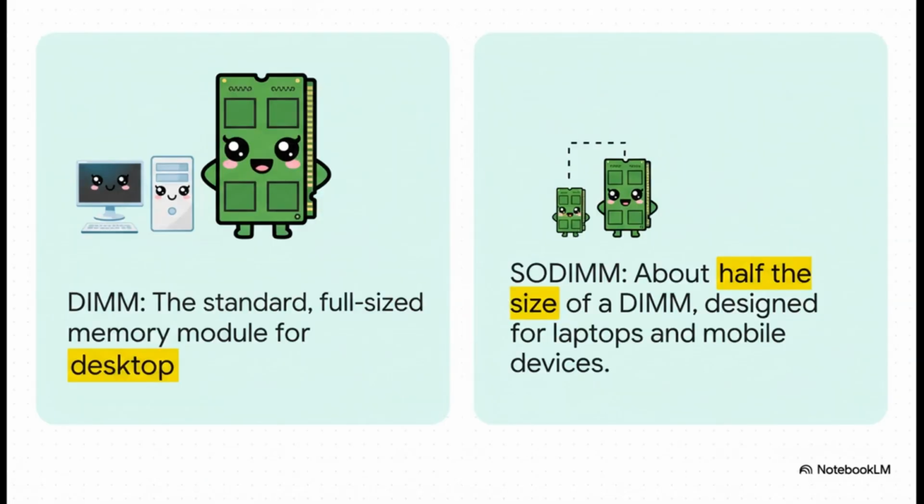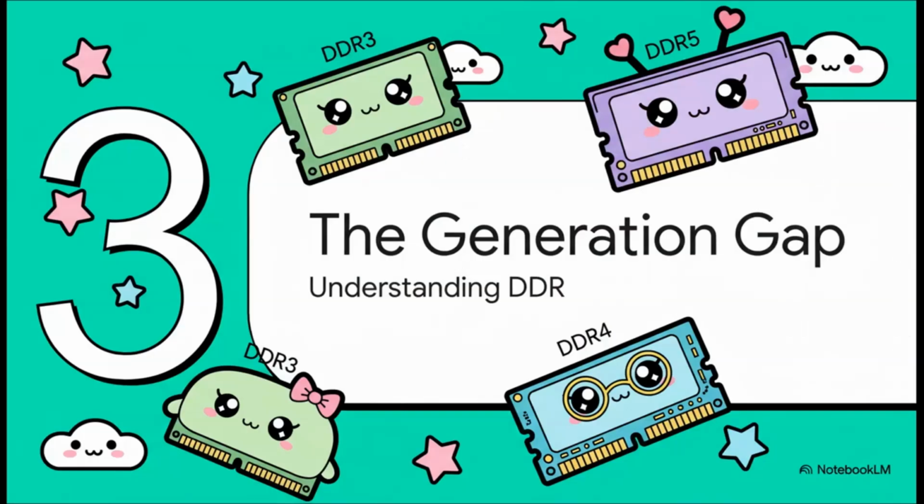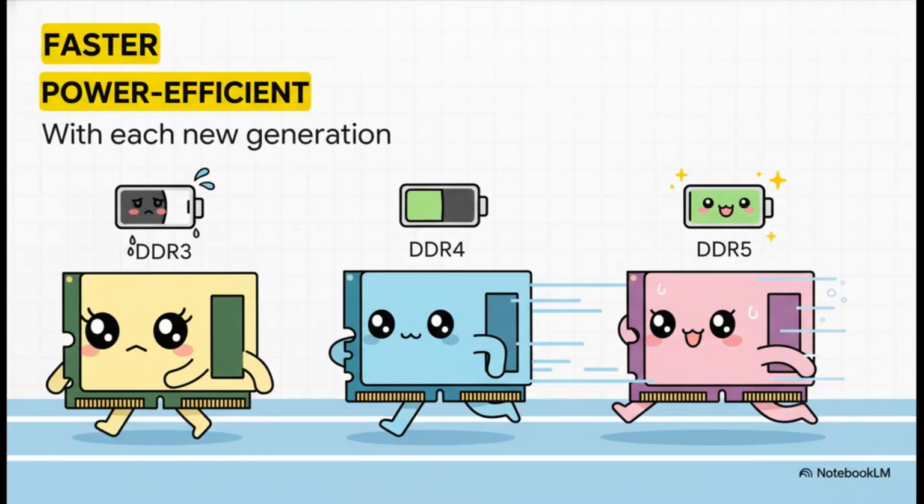Now, you've probably heard people throw around terms like DDR3, DDR4, or the new hotness, DDR5. These are not just random numbers, okay? They represent different generations of RAM technology, and trust me, the differences really do matter. The main thing you need to remember is actually super simple. With each new generation, RAM gets faster and it gets more power efficient. It's a total win-win. You get better performance, and it uses less electricity to get the job done.